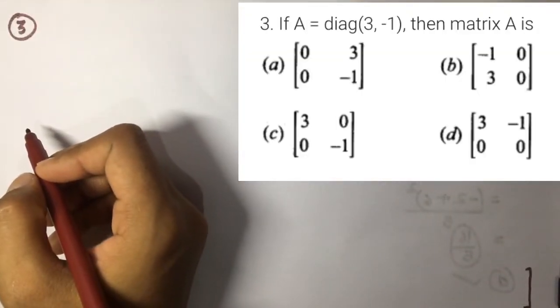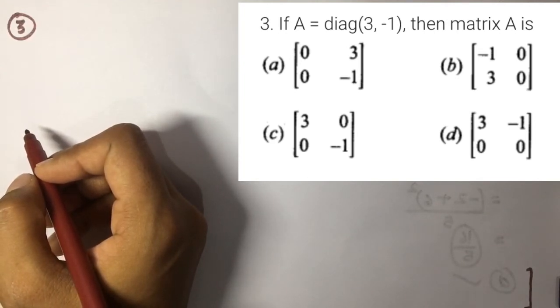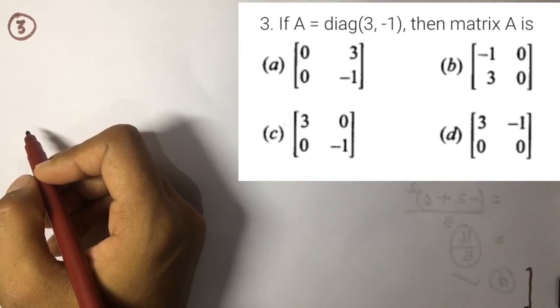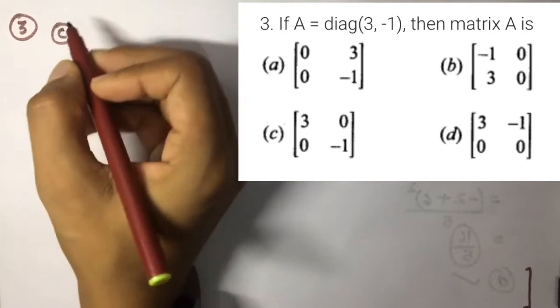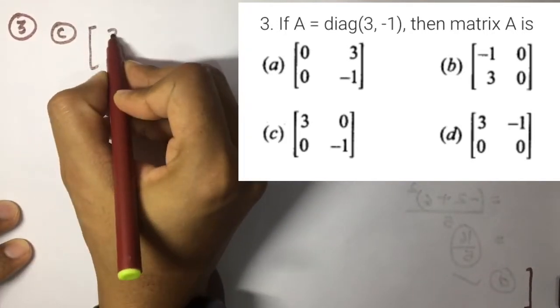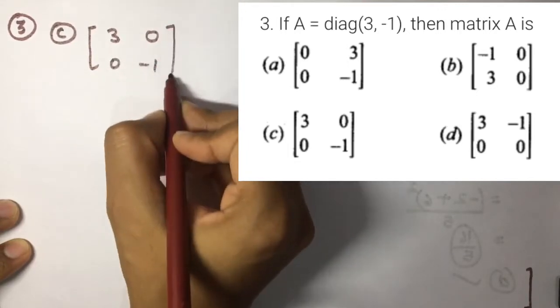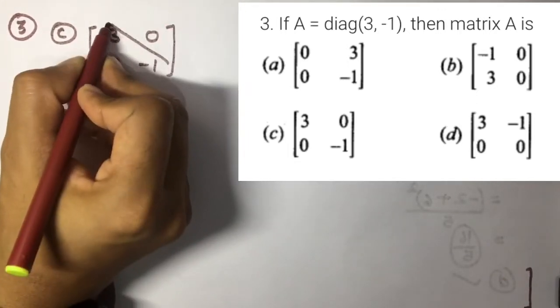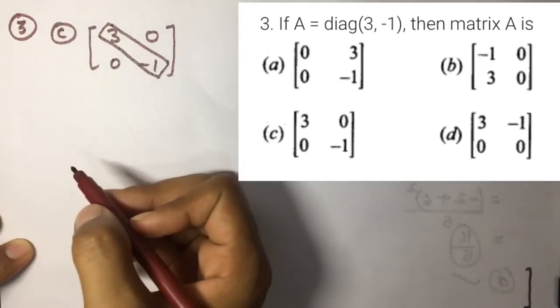Now move on to the question number 3rd. If A is equals to diagonal 3 comma minus 1, then the matrix A is what? देखो ये तो बहुत सिंपल आंसर है. Diagonal means option number C is the correct answer because the matrix is 3 0 0 minus 1 and these are the diagonals of the matrix. So option number 3rd is the correct answer.